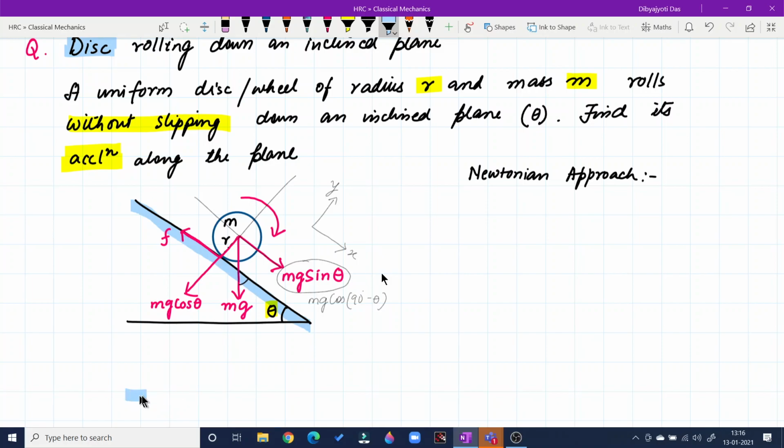If you look at a disc that is rotating, there is only one point of contact for the disc. This is the point of contact. It is at this particular point of contact that the friction is going to occur. Now, what is the friction going to prevent? The friction is going to prevent the wheel from slipping.